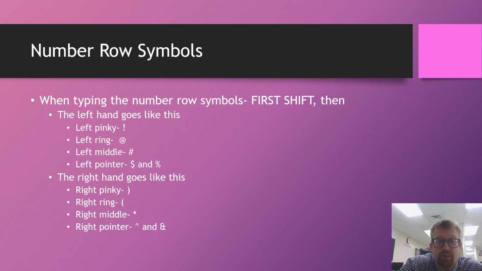For the right hand, your right pinky finger will reach up. 0 becomes a right closing parenthesis. Your right ring finger reaches up. 9 becomes a left or opening parenthesis. Your right middle finger, the 8 becomes the star symbol. We can use that for multiplication too. And then your right pointer finger reaches up for 6 and 7, which become the little up caret and the ampersand, or the and symbol.